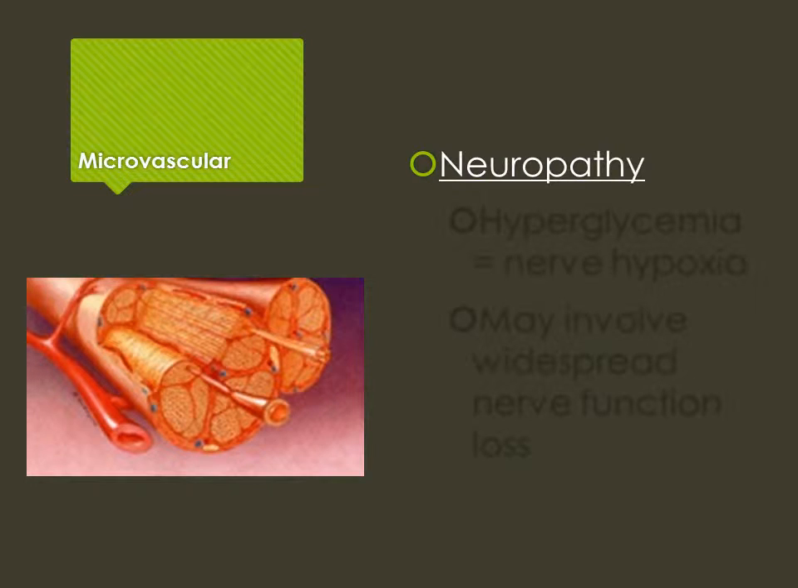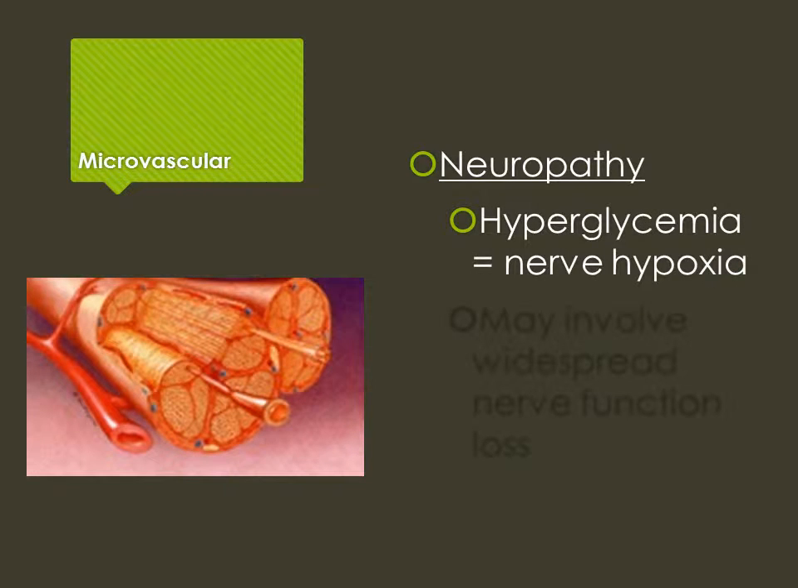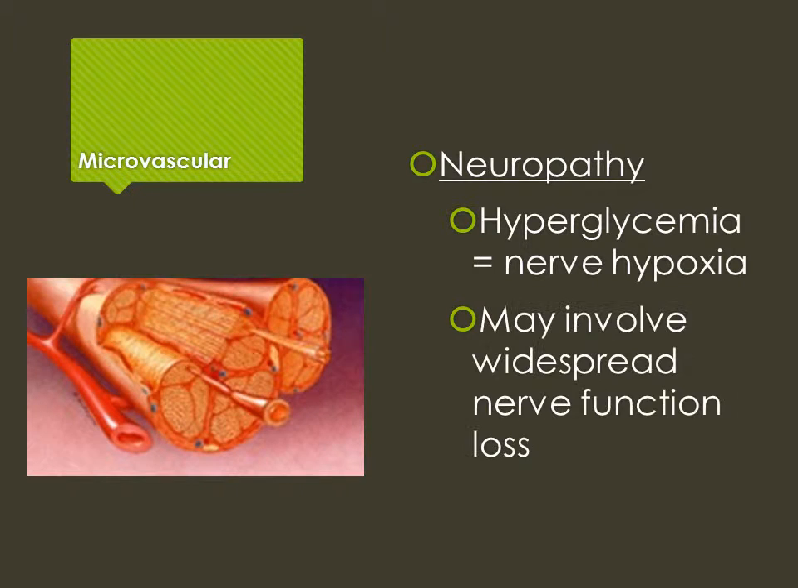Another microvascular complication is neuropathy. Neuropathy is caused generally because hyperglycemia equals nerve hypoxia, and it may involve widespread nerve function loss. Generally, patients will have a numbing, tingling feeling either in their fingers or their toes in the beginning. Generally, it starts in the feet. As the disease progresses, it can become generalized throughout the body.